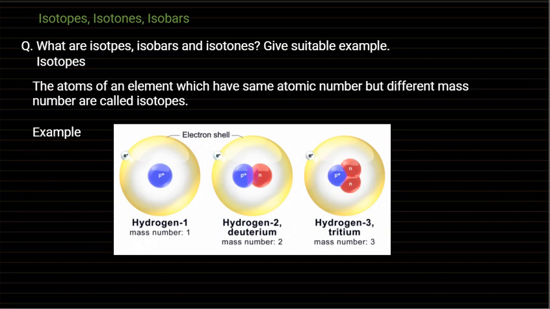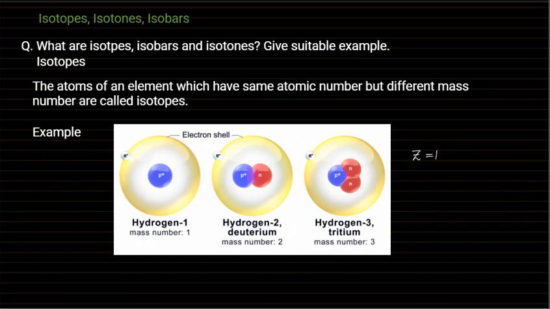What does the atomic number mean? The number of protons inside the nucleus. So how many protons are here? 1. How many protons are here in deuterium? 1. How many protons inside tritium? 1. So in all the 3 elements, the atomic number is 1. Clear? Now, let's look at the mass number.